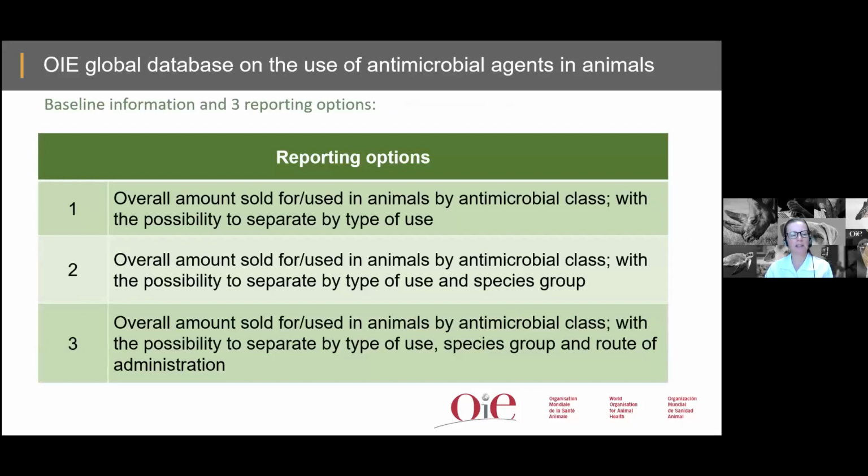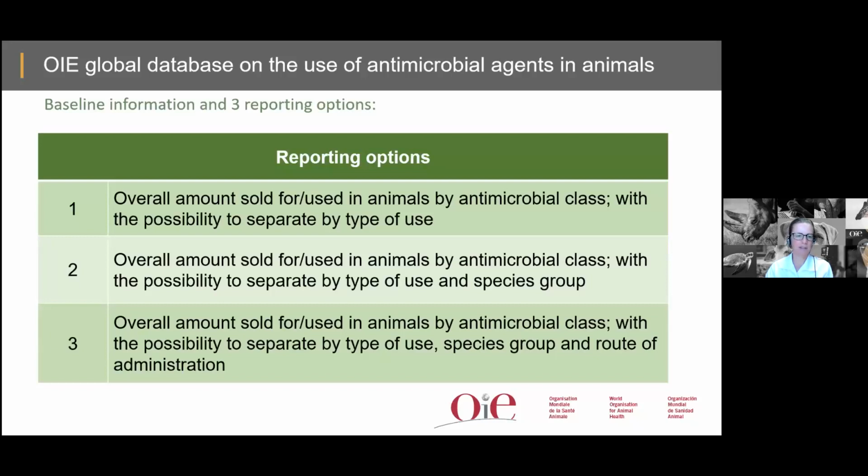So what happens is that the member countries will provide us with some baseline information on their situation relating to antimicrobial agents. And then there are three reporting options on top of that. In the first option, the only information provided will be the overall amount of antimicrobials sold for or used in animals by antimicrobial class. And there is the possibility to separate by type of use. For the second option, we will have this overall amount by antimicrobial class, but we have the possibility to separate by type of use and also by species group.